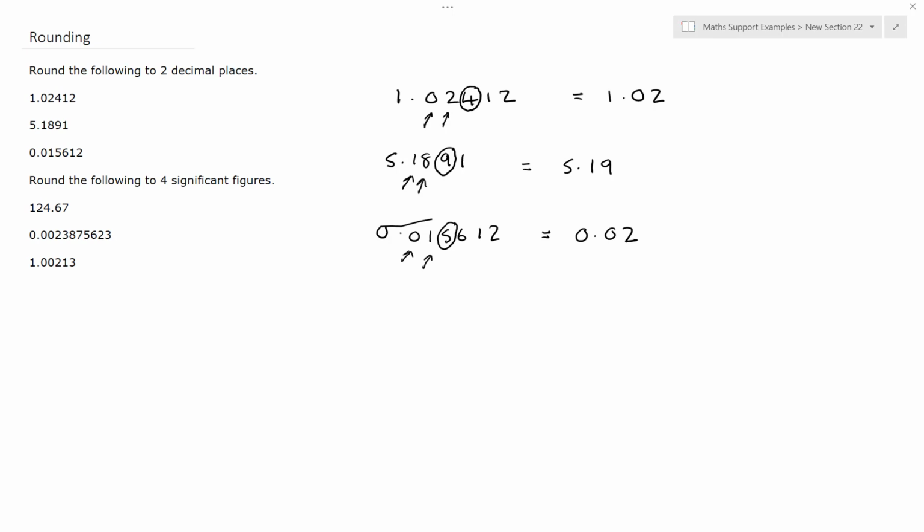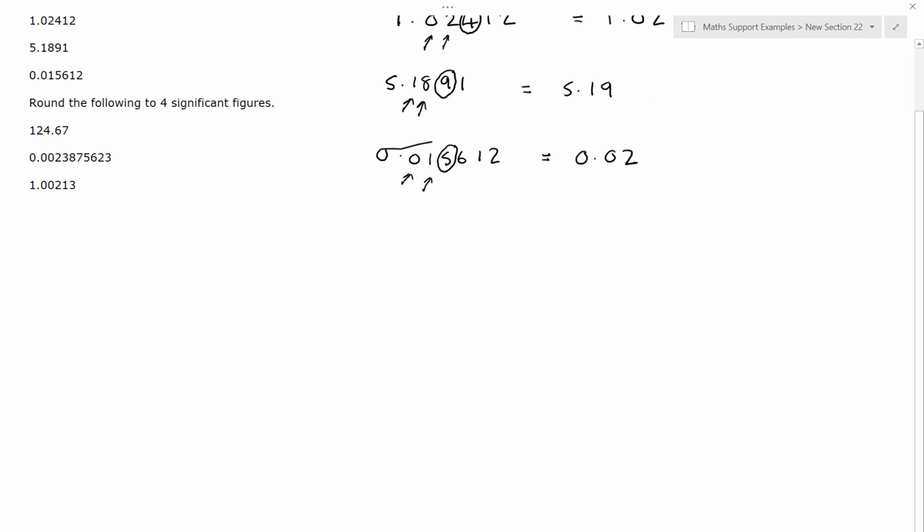So you can see when rounded to 2 decimal places, it's the third decimal place that tells us whether to stay as we are or to round up. If we were looking at rounding to, say, 4 decimal places, it would be the 5th decimal place that tells us whether to round up or stay as we are.